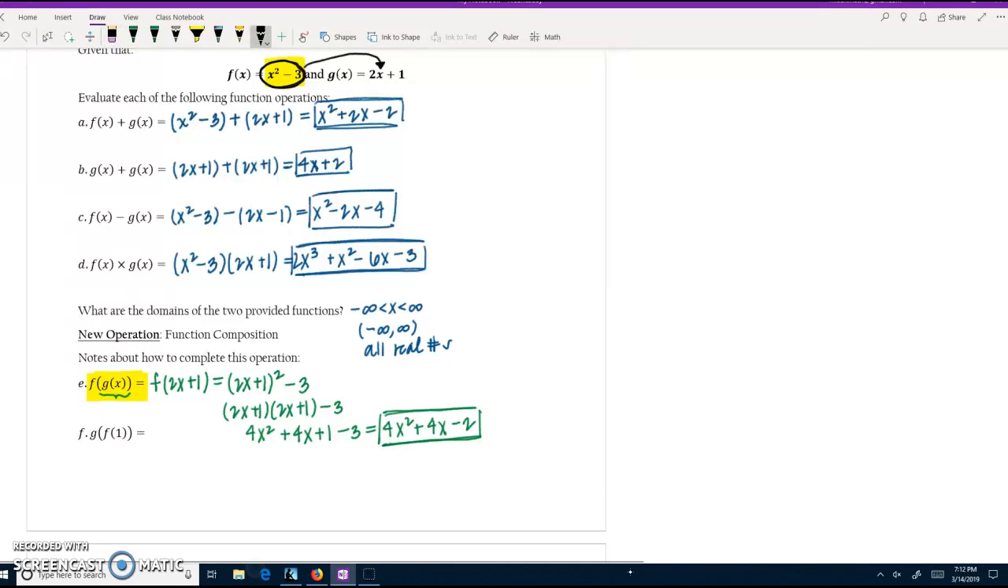So with this operation, what I would start by doing is finding f of 1. So my f is this x squared minus 3, this whole thing up here. So I plug that in, and that's going to give me 1 squared minus 3, or 1 minus 3, which is negative 2. So the operation f of 1 is the same thing as negative 2. So instead of finding g of f of 1, I can find g of negative 2.